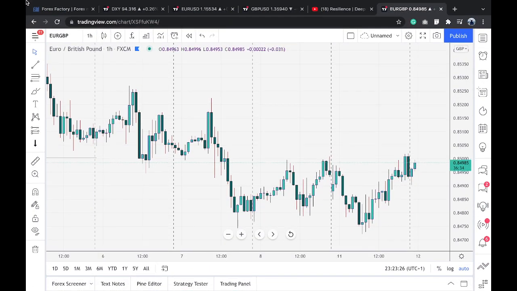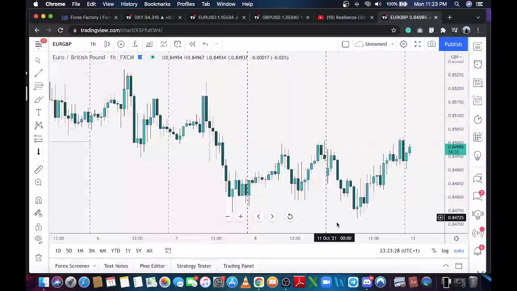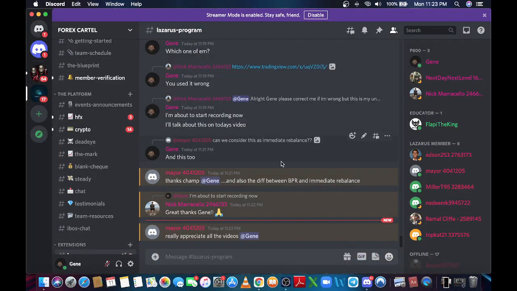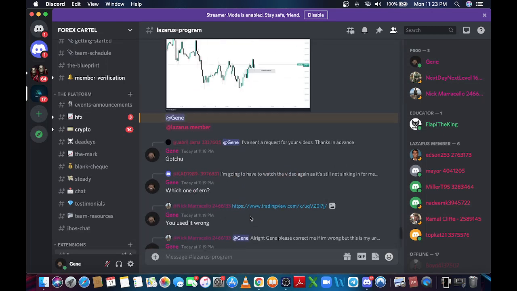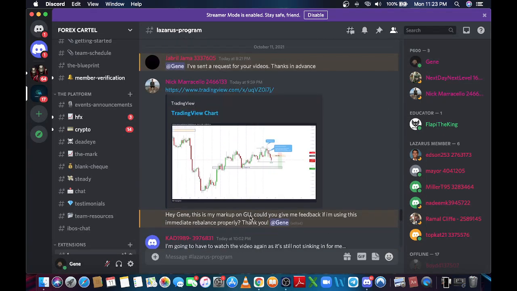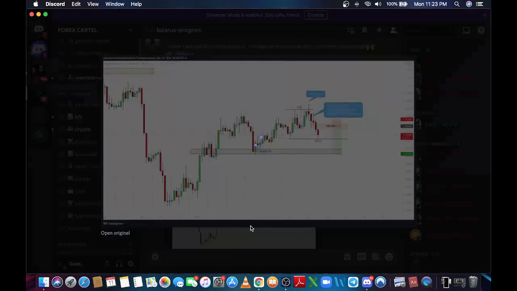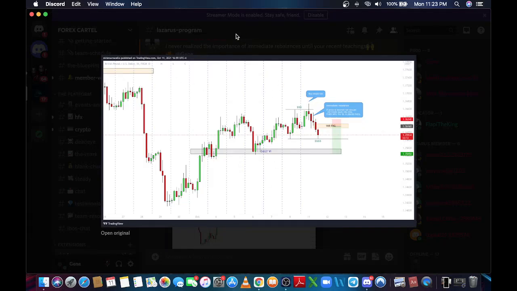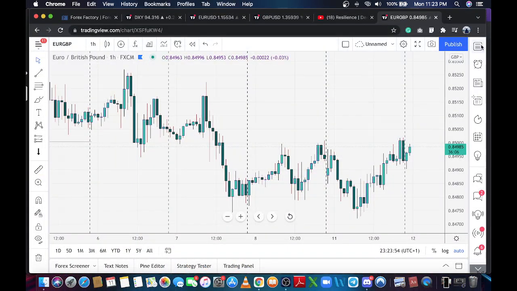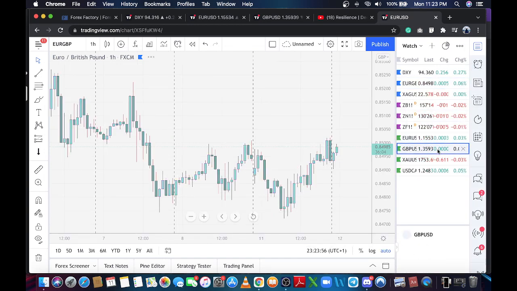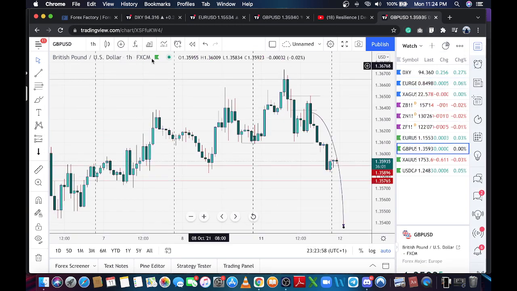So first off, I wanted to answer questions about immediate rebalances. So I'm going to go up to Discord. Basically, Nick asked a question on GBP dollar and he used a 3 hour time frame. Now this is a 3 hour time frame and he says, is this an immediate rebalance? Okay. Now let's go and look at the actual data and see exactly what Nick was looking at.